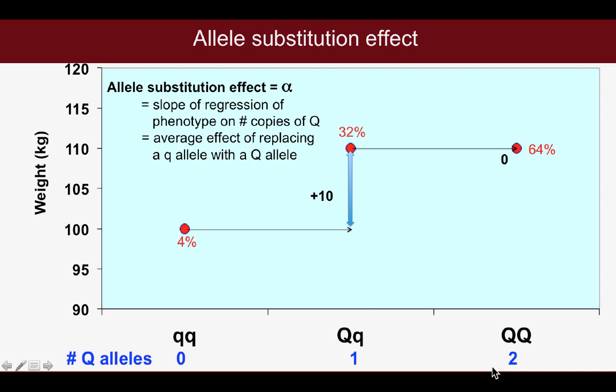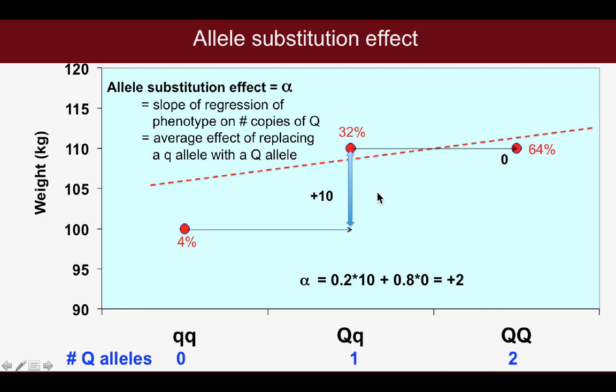However, if the frequency of q is much lower than the frequency of Q, then the regression line will be flatter because more of the slope is driven by the difference between Qq and qq than between QQ and Qq. In this example, the allele substitution effect drops from plus 5 to plus 2 kilograms per Q allele. So the important message here is that allele substitution effects quantify the average effect or the additive effect of alleles at a locus, and these allele substitution effects are dependent on the frequency of alleles in the population.